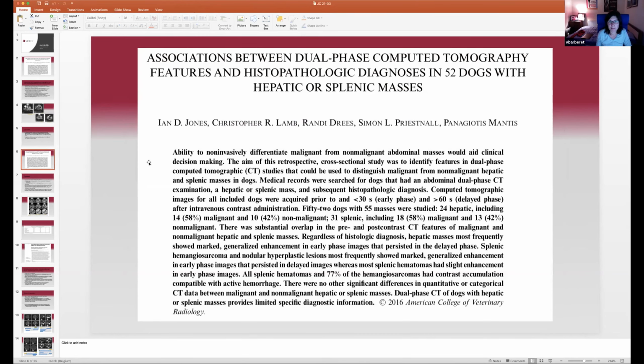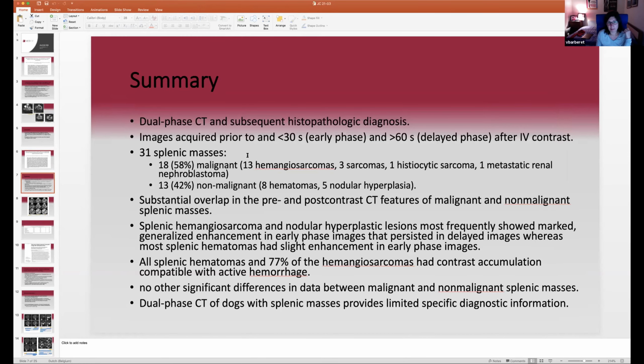Second study. So that was much later, 2016. So this one, they evaluated hepatic and splenic masses. So I'm just going to talk about the splenic masses. On that one, it was dual phase CT, so they used pre-contrast and post-contrast with what they call an early phase and a delayed phase after 60 seconds.